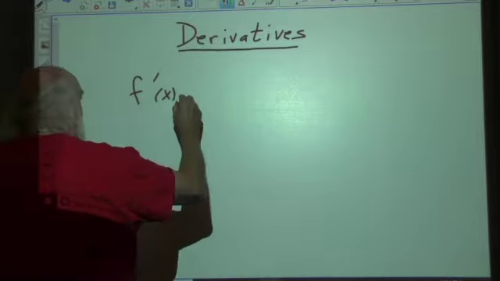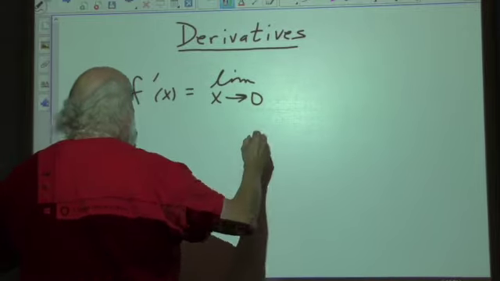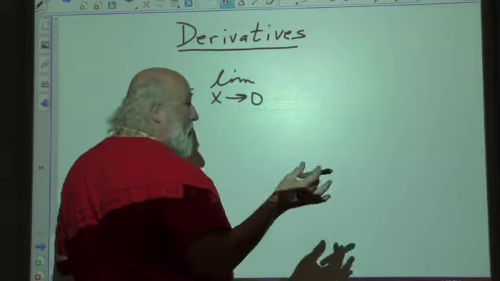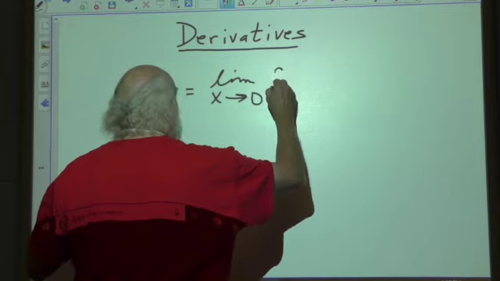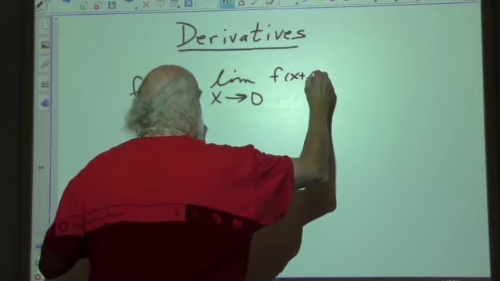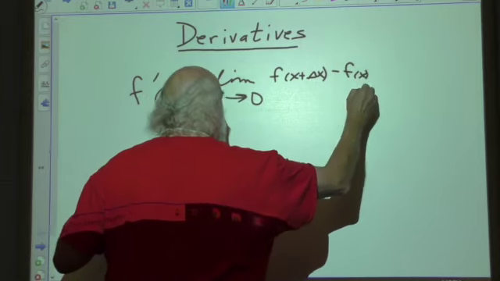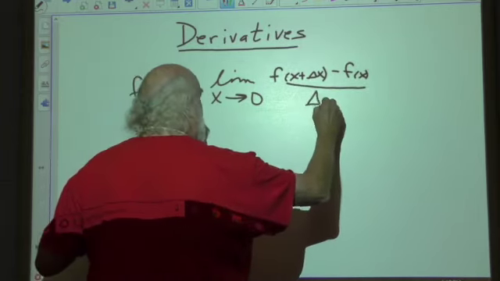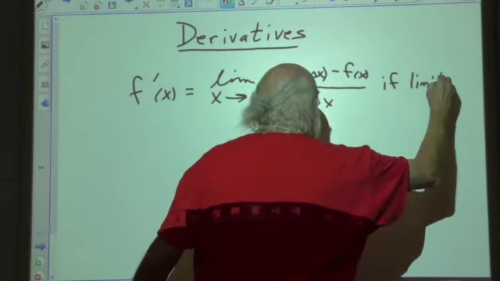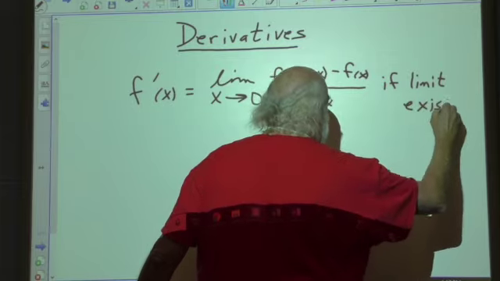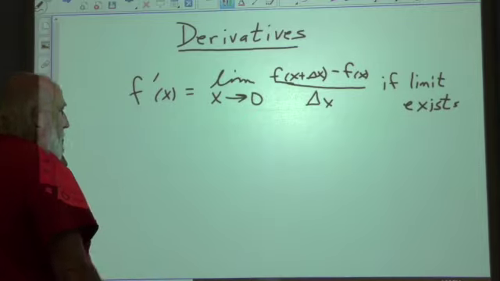F prime of x is the derivative of f of x. And so this is the limit as delta x approaches 0 of, and now we're going to get away from the c thing and just go with it in terms of x. So this is going to be a function of x plus delta x minus the function of x over delta x, if the limit exists. No goofy vertical lines, please. Thank you very much. So that's what this is all about.